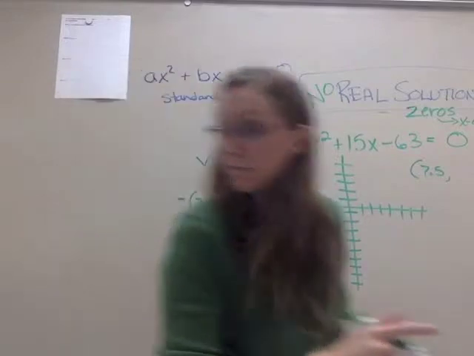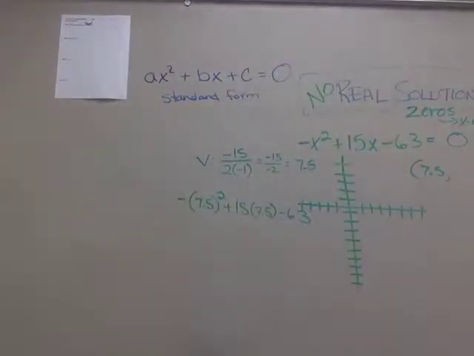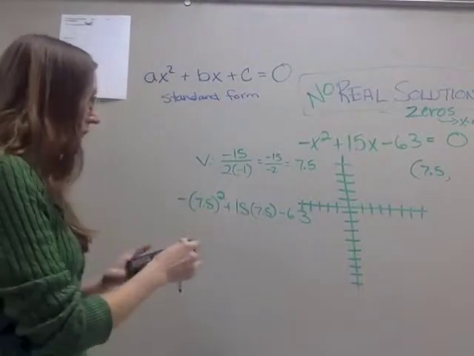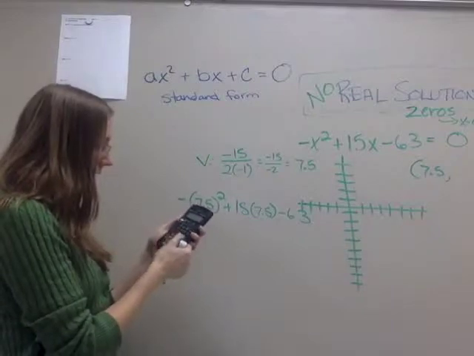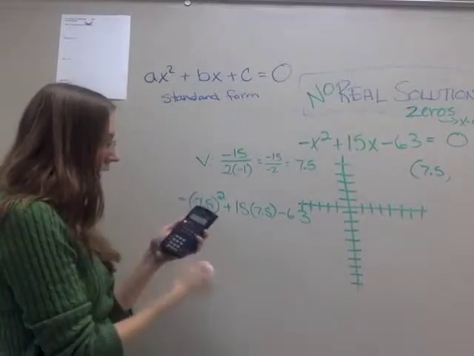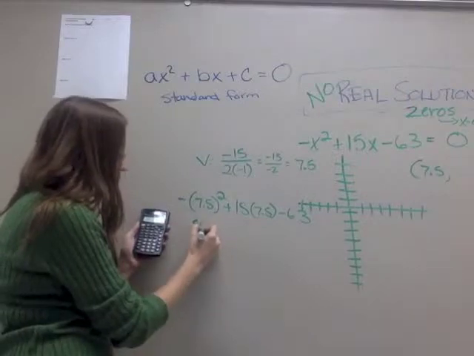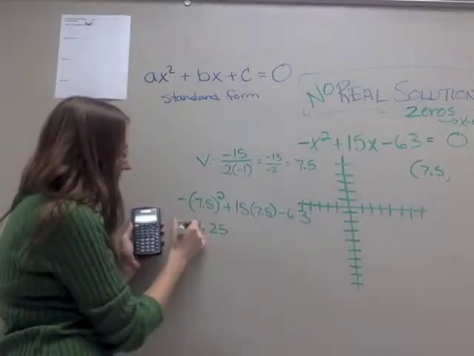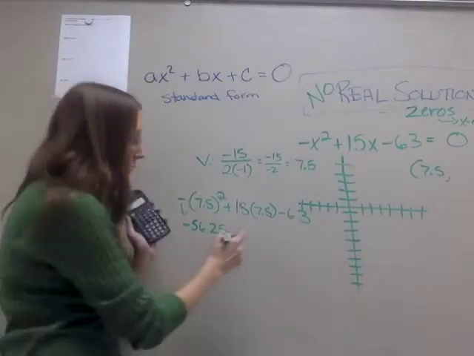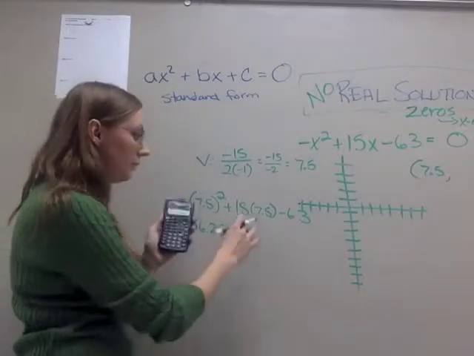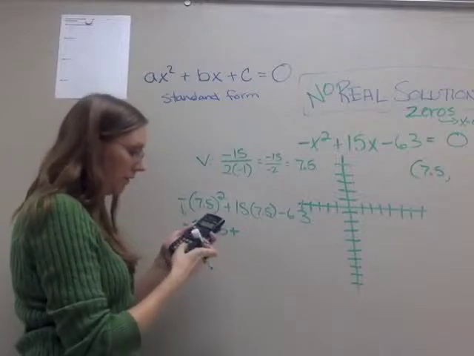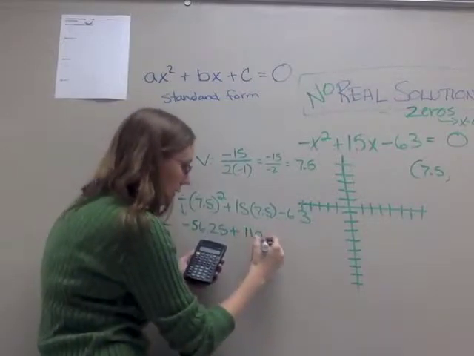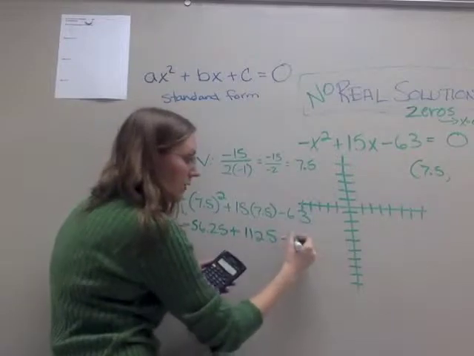I've got to grab a calculator. All right, so we're going to start off by doing 7.5 squared. So 7.5 times 7.5, and the product is 56.25. I'm going to bring down my negative sign. Now I'm going to add to it 15 times 7.5, which is 112.5, minus 63.